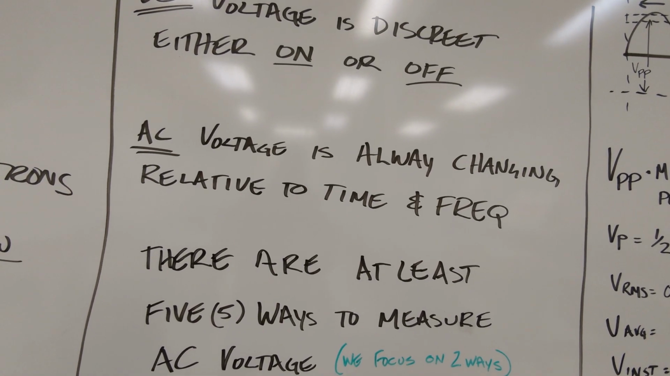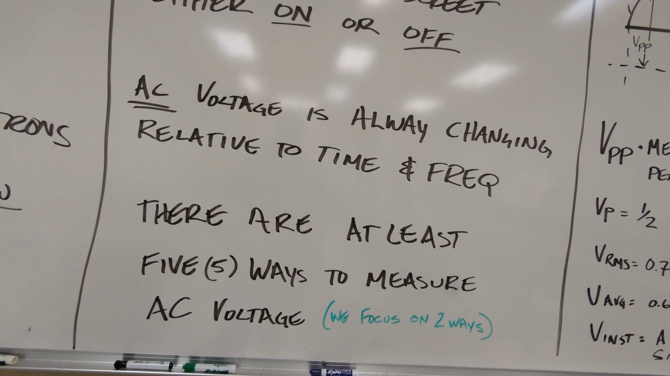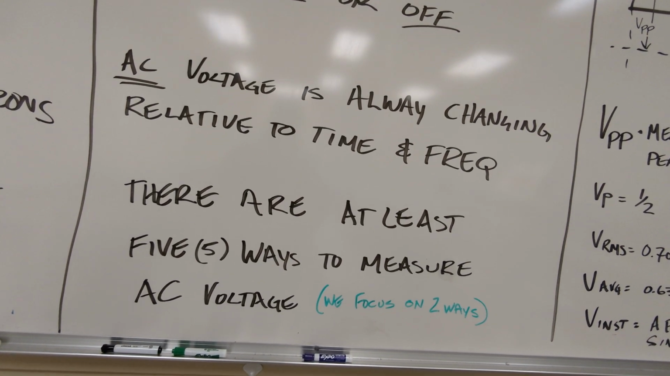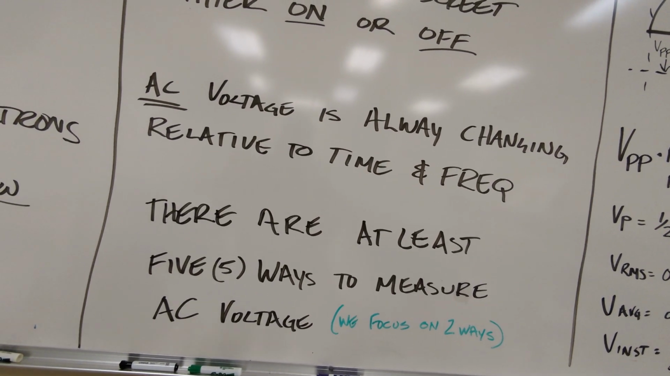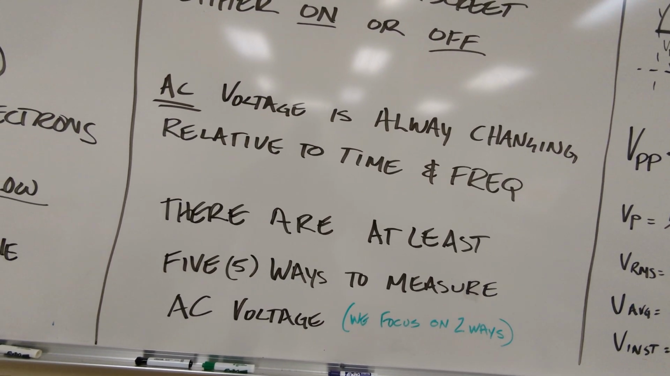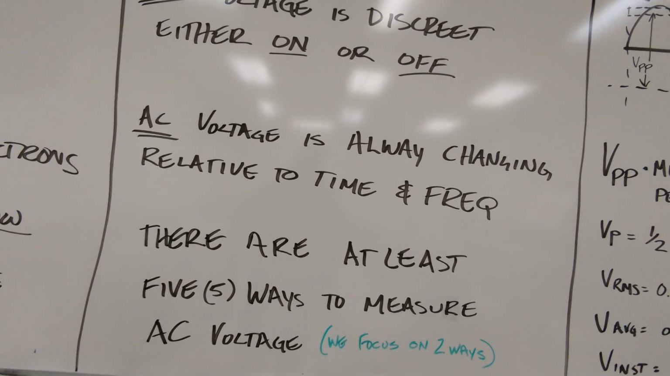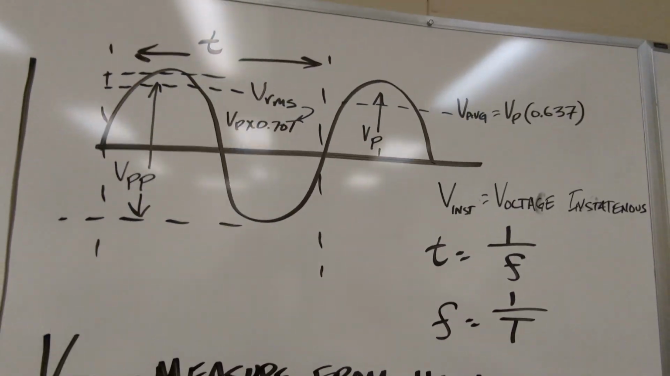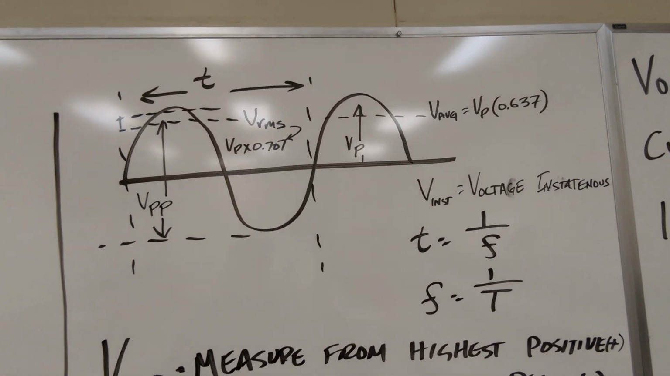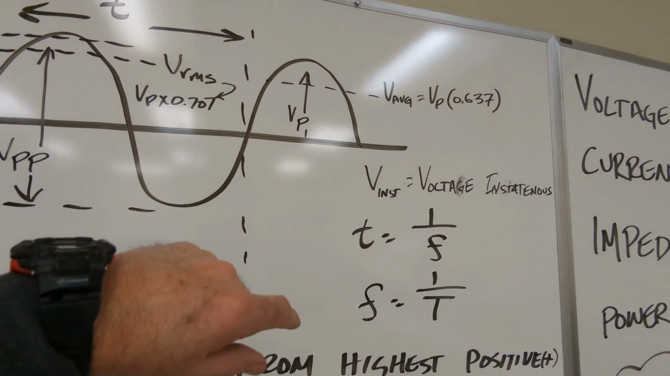There are at least 5 ways I can measure an AC voltage. And in this class, we're going to primarily focus on 2 of the ways that we measure AC voltage. That's going to be what we see on the O-scope at the end of the course, and of course what we see on the digital multimeter. So if I look at a sinusoidal wave, this is just a simple diagram of a sinusoidal wave.